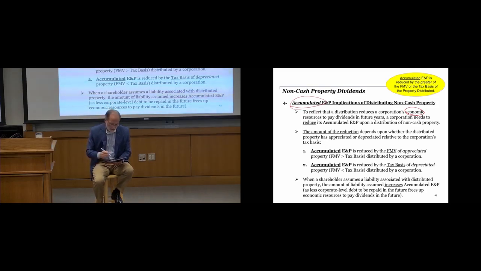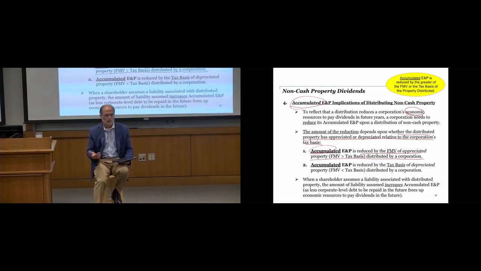Okay, so the amount of that reduction depends upon whether the distributed property has appreciated or depreciated relative to the corporation's tax basis. So for accumulated E and P, it is reduced by the fair market value of appreciated property distributed by a corporation. Because that value is no longer there. It cannot economically support the distribution in the future. So I have to lower the amount of my accumulated E and P.